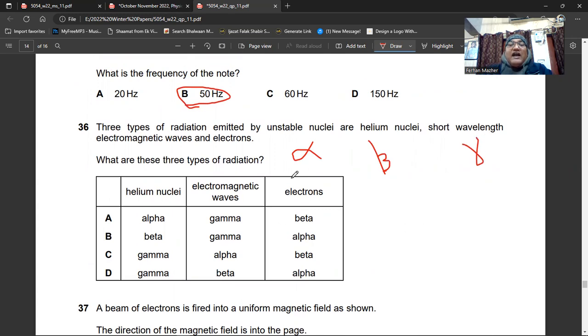The alpha are positive, the beta are negative, and the gamma are neutral. Alpha is like the nucleus of helium. The gamma rays are like electromagnetic waves, and the electrons are beta. I think A is the best option. Helium nucleus, beta, no. The gamma, no. The rest of the things are totally wrong.